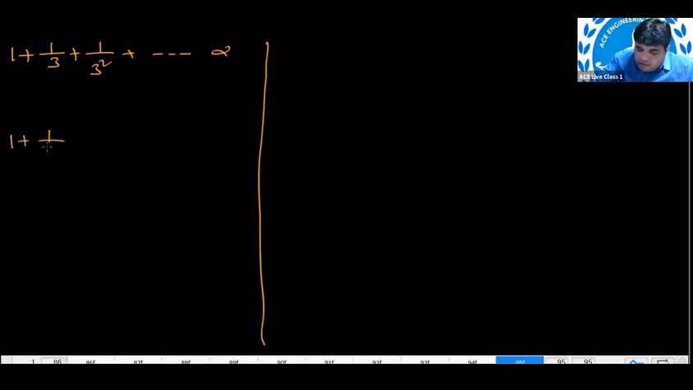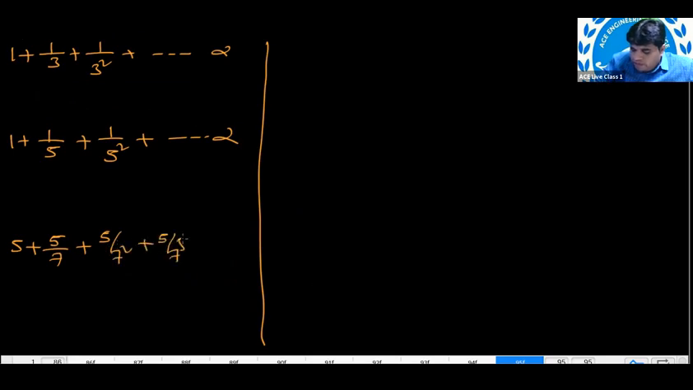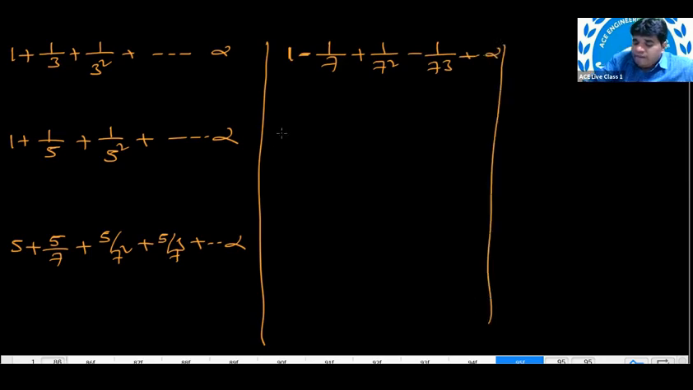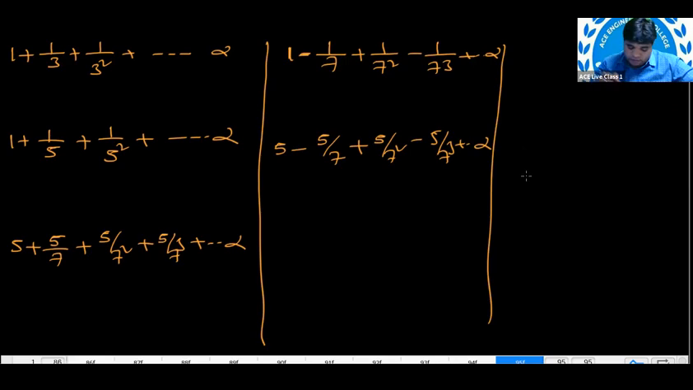1 plus 1 by 3 plus 1 by 3 square, up to infinite. 1 plus 1 by 5 plus 1 by 5 square, up to infinite. 5 plus 5 by 7 plus 5 by 7 square plus 5 by 7 cube, up to infinite. 1 minus 1 by 7 plus 1 by 7 square minus 1 by 7 cube, up to infinite. 5 minus 5 by 7 plus 5 by 7 square minus 5 by 7 cube, up to infinite.